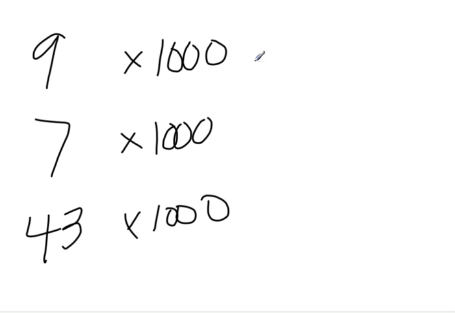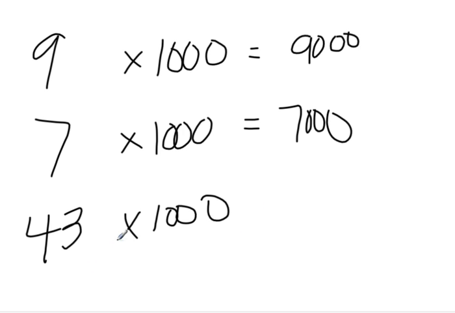If you said 9 times 1,000 is 9 or 90 and add the 2 extra zeros, you're right. If my number was 7, I put down 7, I add the 3 zeros to get 7,000. And if I add 43 times 1,000, again I count how many zeros there are and I come up with 43,000.